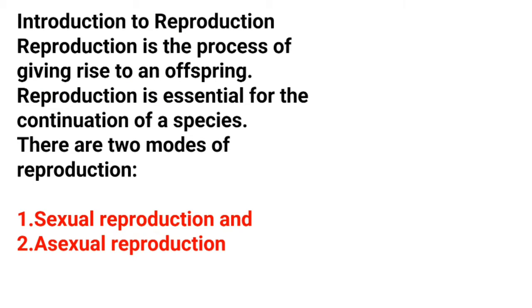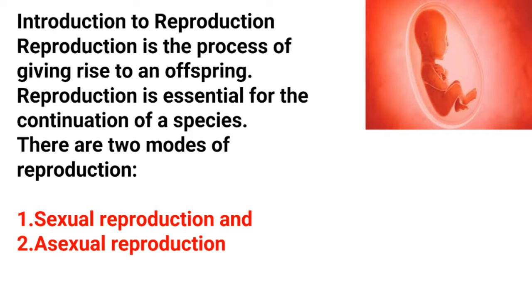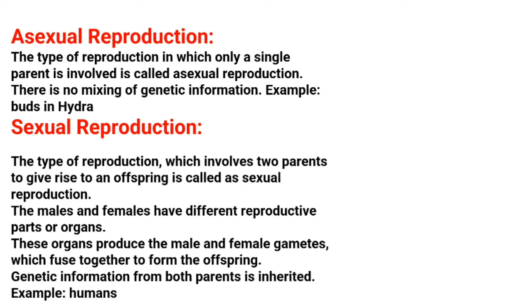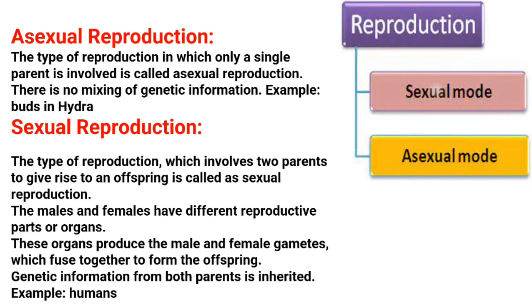Introduction to reproduction. Reproduction is the process of giving rise to an offspring. Reproduction is essential for the continuation of species. There are two modes of reproduction, that is sexual and asexual. So basically, reproduction is the process of giving rise to an offspring. This is a very important process, just like excretion and digestion and other processes. The two modes of reproduction are sexual mode and asexual mode.